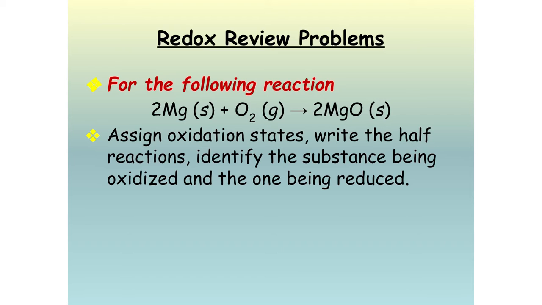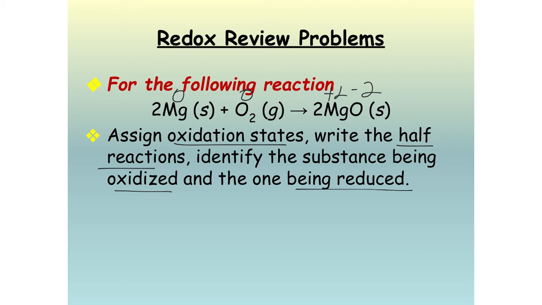All right, so this is just a quick example. So first thing we have to do is assign the oxidation states, and then we need to write out our half reactions and then identify what's being oxidized, what's being reduced. So first off, magnesium would have an oxidation number of 0 because it's by itself. Same thing with the O2. Then in the compound, magnesium oxide, here we're going to have things other than 0. So magnesium would be +2 and oxygen would be -2.